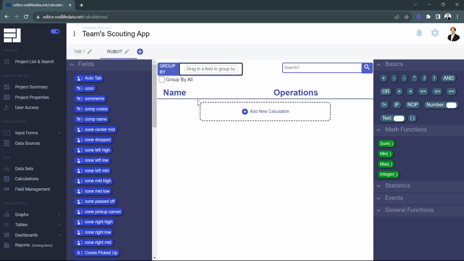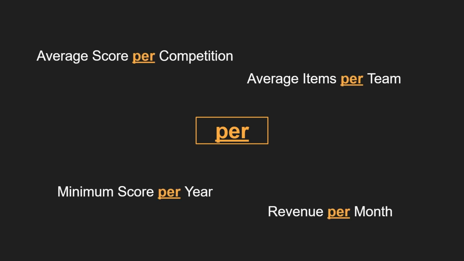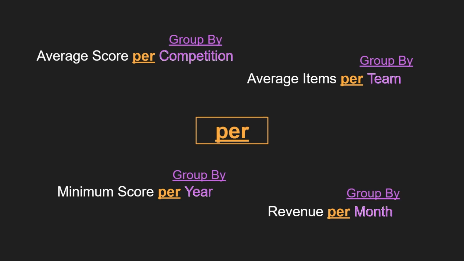And before I get too much into what we're actually going to do with our calculations, let's talk about what is a group by. So a group by is any time that you say per. So if you say I'm going to get the average score per competition, or the revenue per month, the minimum score per year, that per indicates that you're doing some kind of group by. And in this case, and all the cases on the screen, the group by is the word that comes immediately after per. So average score per competition shows that you're going to group by competition. Average items per team suggests that you're doing a group by per team.